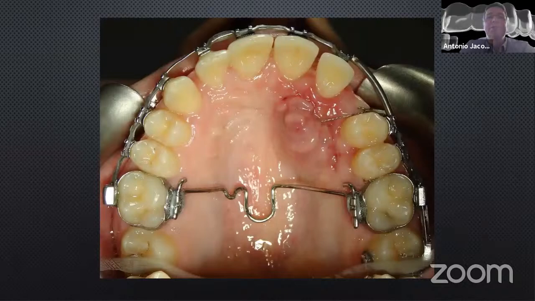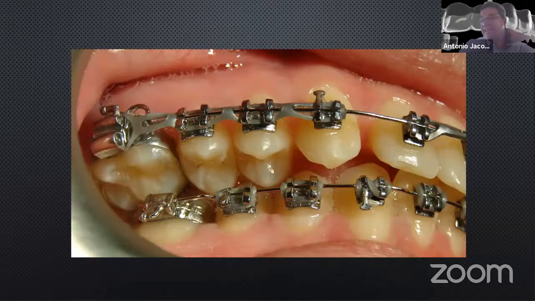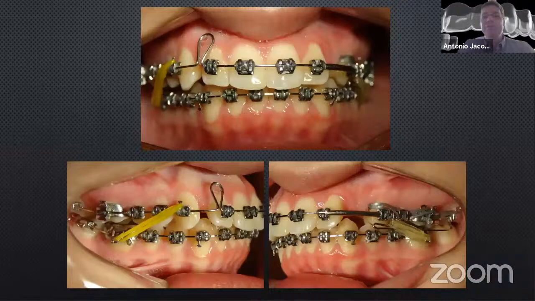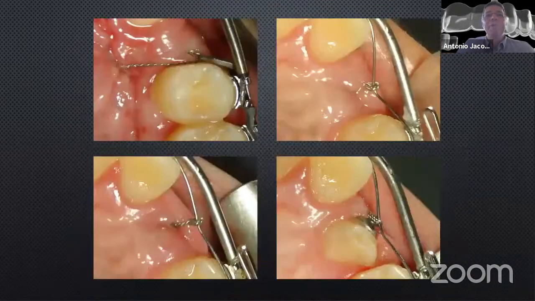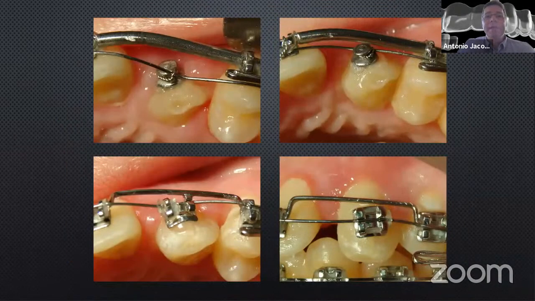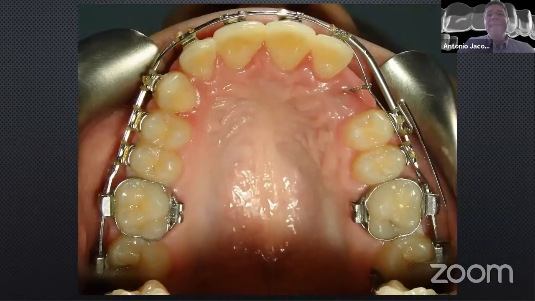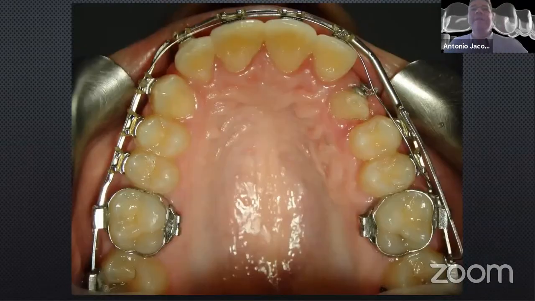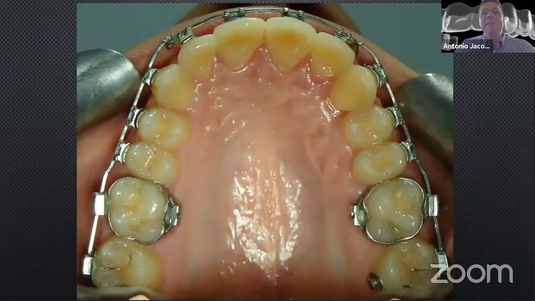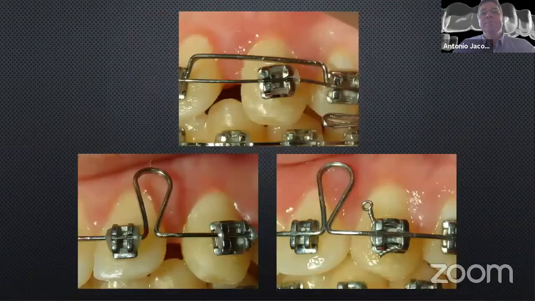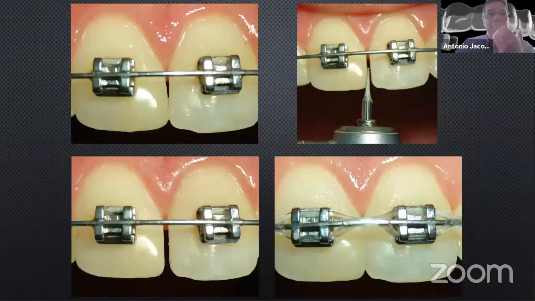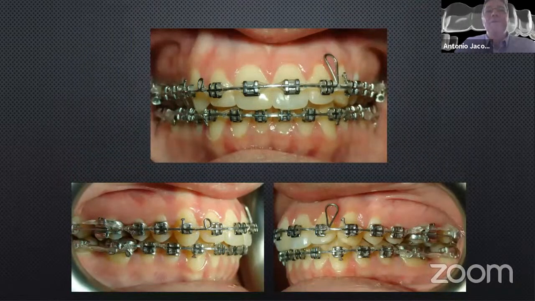And there were a lot of side effects in the mechanics, and it was very difficult mechanics to use. And then we just try to erupt this canine and maintain the lateral incisor in this position. And this was the mechanics that I have used. And it finished very nicely. At the end, we use interproximal stripping to remove the black space between the incisors. And this was the final result.